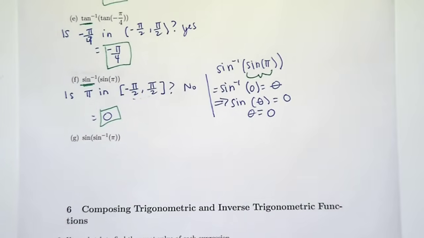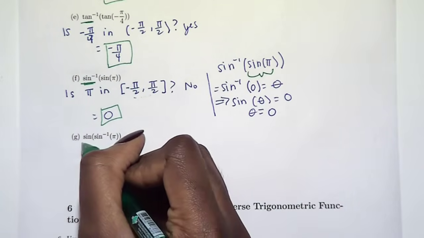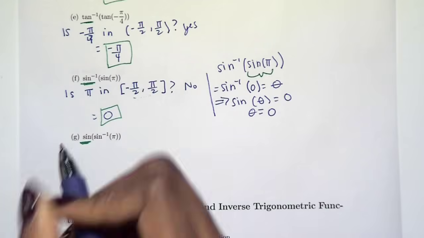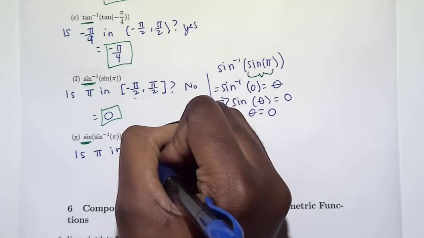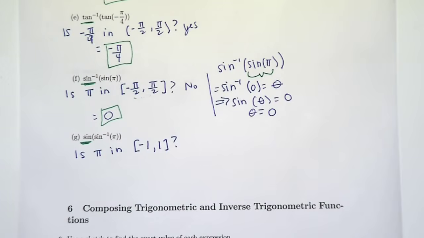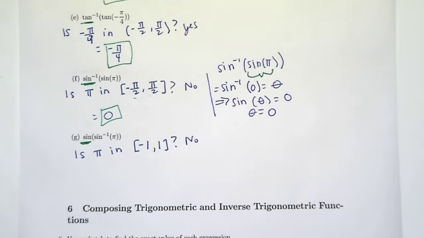Finally, let's do sine of sine inverse of pi. Sine is on the outside, so let's remember what's the range of sine. Negative 1 to positive 1. So question, is pi in the range? Is it between negative 1 and positive 1? Question, what does pi equal? 3.14? That's way too big. The answer is no. So our answer is not going to be pi.